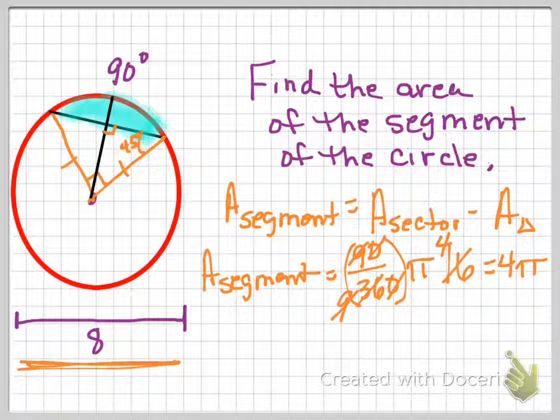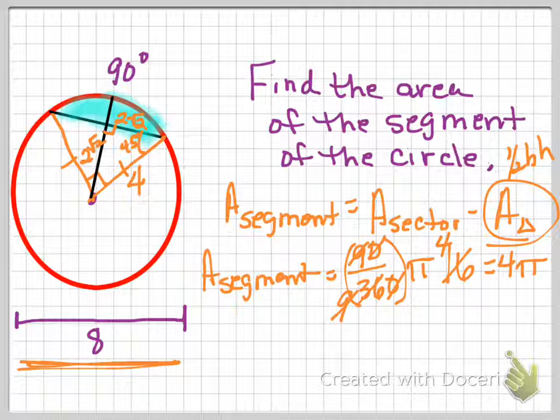So now I want to find the area of my triangle. So I come over here to my triangle. So I need to know 1/2 base times height. So my base, if this is a 45, 45, 90, this is 4. My radius is 4, and that's my hypotenuse. So that means that I divide by square root of 2 to find my legs. So that's going to be 4 divided by square root of 2. I have to rationalize that. So that is going to be 4 square root of 2 over 2, or 2 square root of 2, which means that this is also 2 square root of 2.